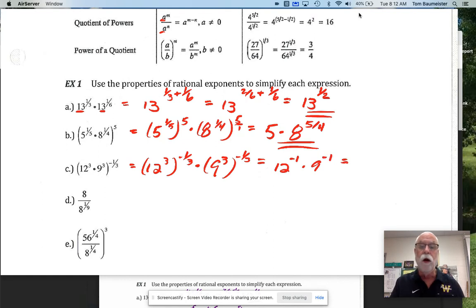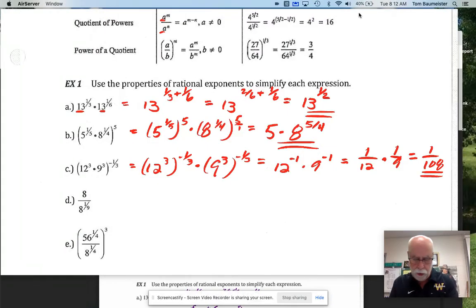Again, since they are negative exponents, I can now bring them down. So I'll have 1 over 12 times 1 over 9. And now since they're numbers, I can multiply those together. And I'll have 1 over 108.